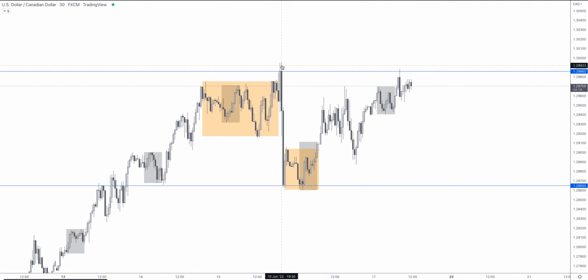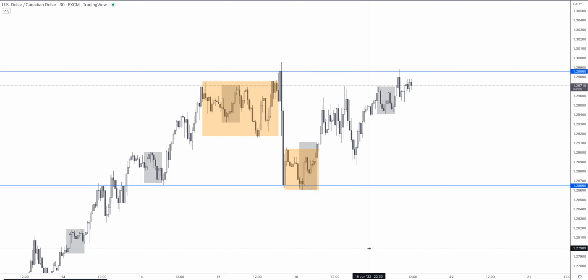We've had a breakout to the upside, liquidity grab, and then we've had a massive push to the downside. This is another one. So we've had a rotation here, and we've then had a nice big long leg out in the bullish direction.